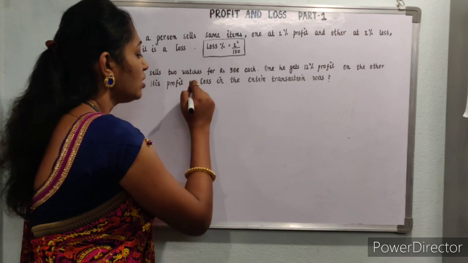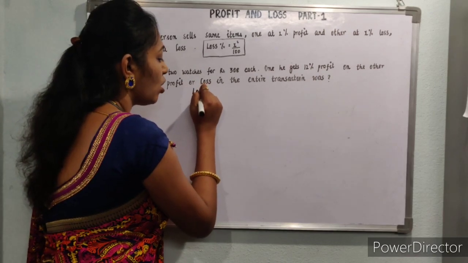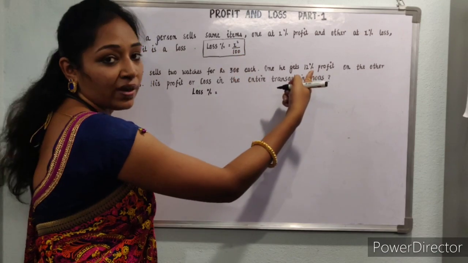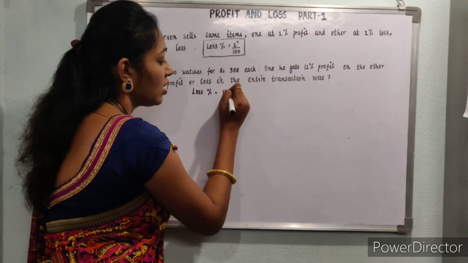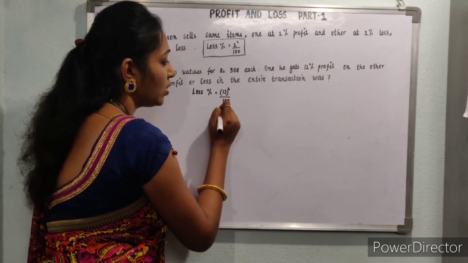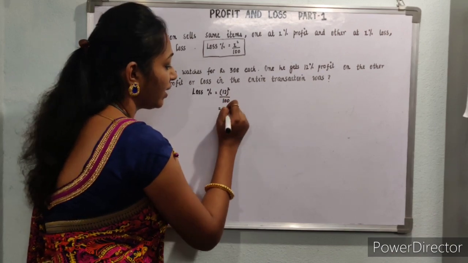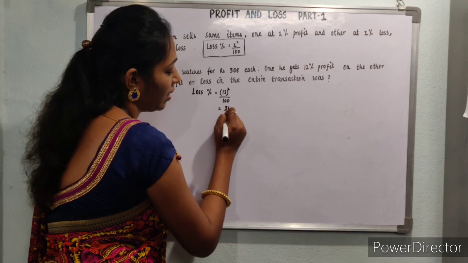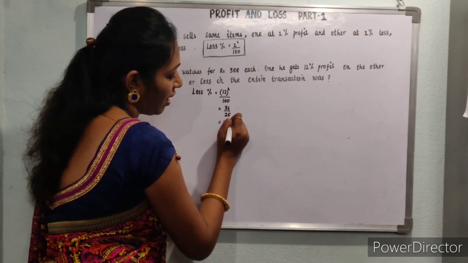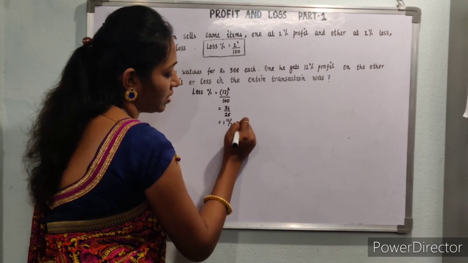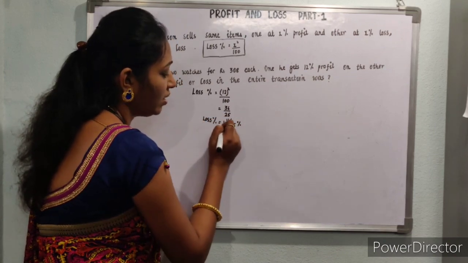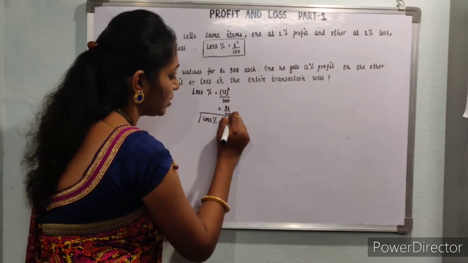So let's start. The formula is loss percentage is equal to x square by 100. What is the value of x here? 12. So it is 12 square by 100, and if you solve it, you will get 36 by 25, which is equal to 1 11 by 25%. So the loss percentage is 1 11 by 25%.